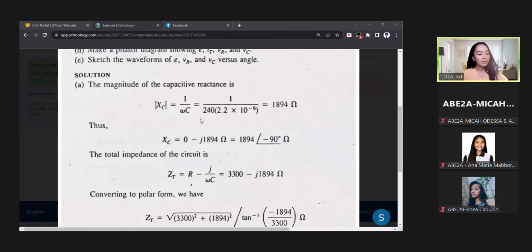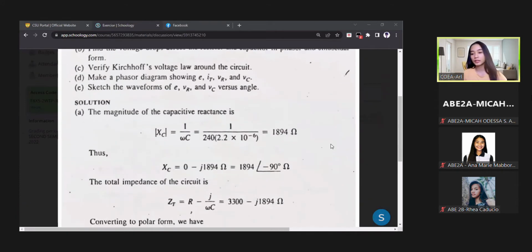Okay, so let's all bring out our calculators. Kindly check complex mode in degrees. So, are we all set up?